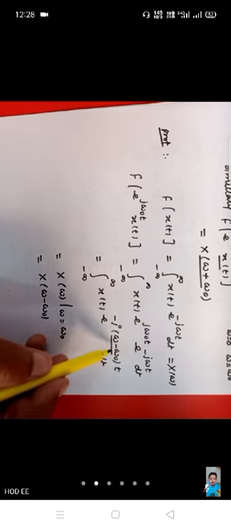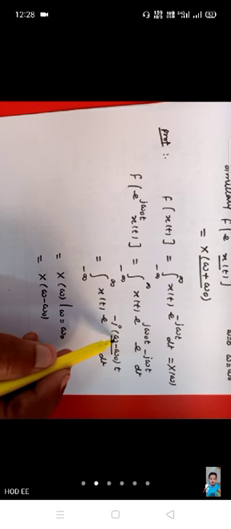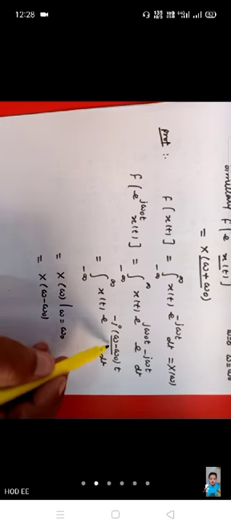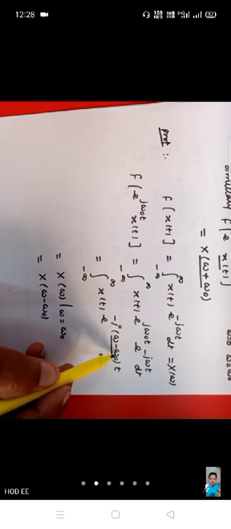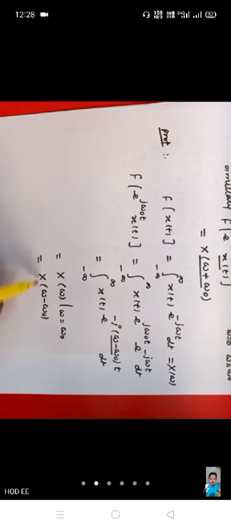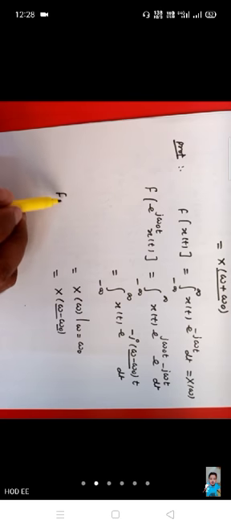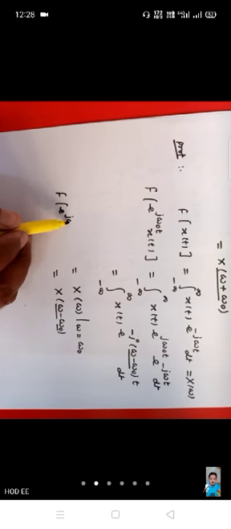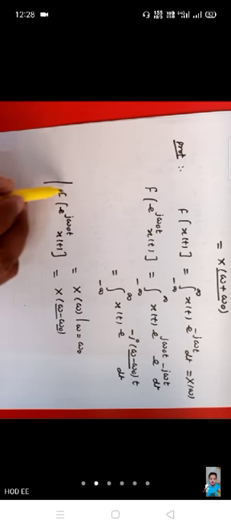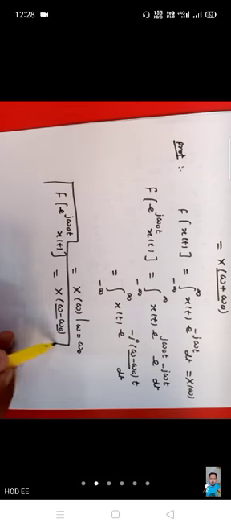You can directly write it because now it is a function of omega minus omega naught. When there is a single frequency omega, you write it as a function of omega. But now this is a function of omega minus omega naught. So the Fourier transform of e raised to the power j omega naught t times x(t) is equal to this. This is a very important property.